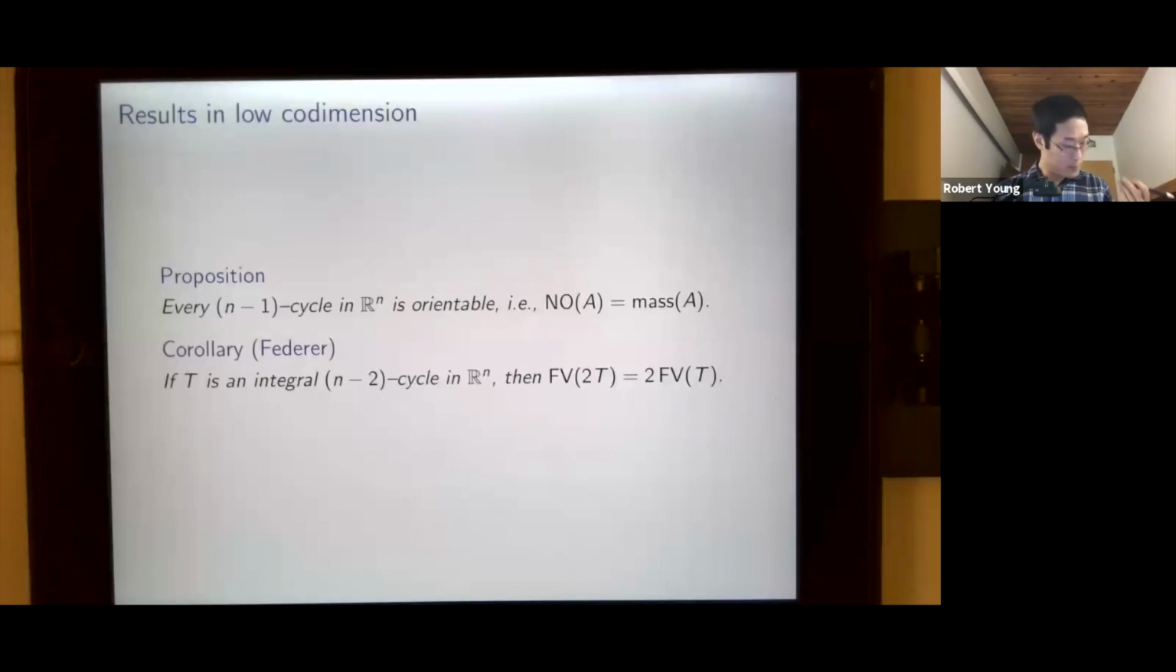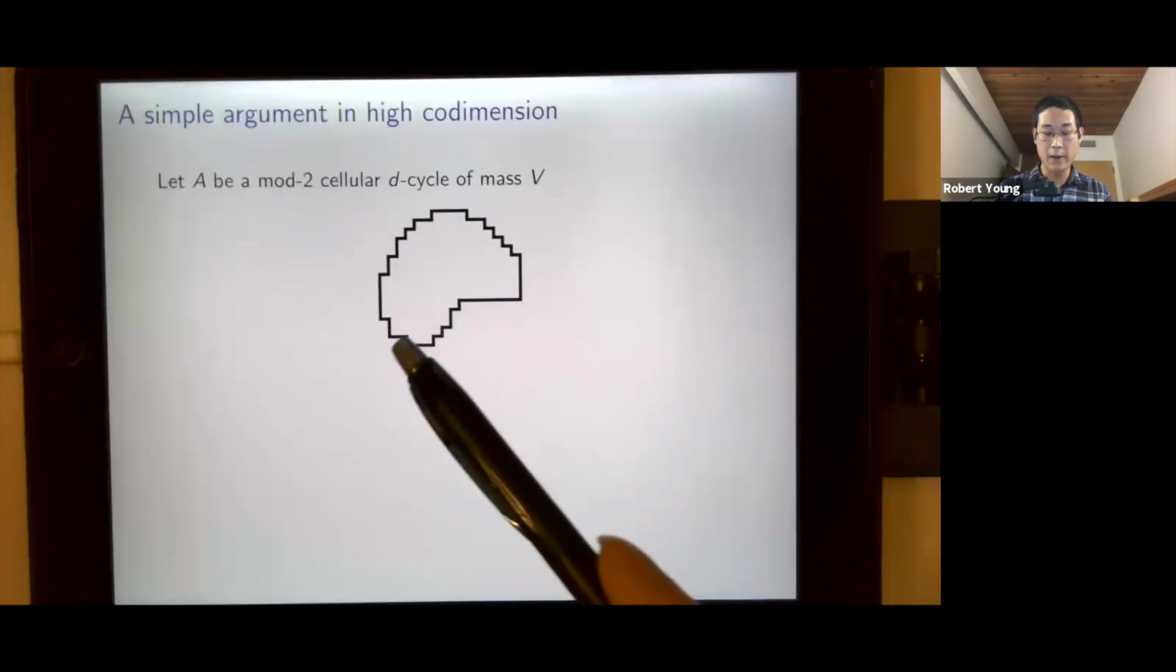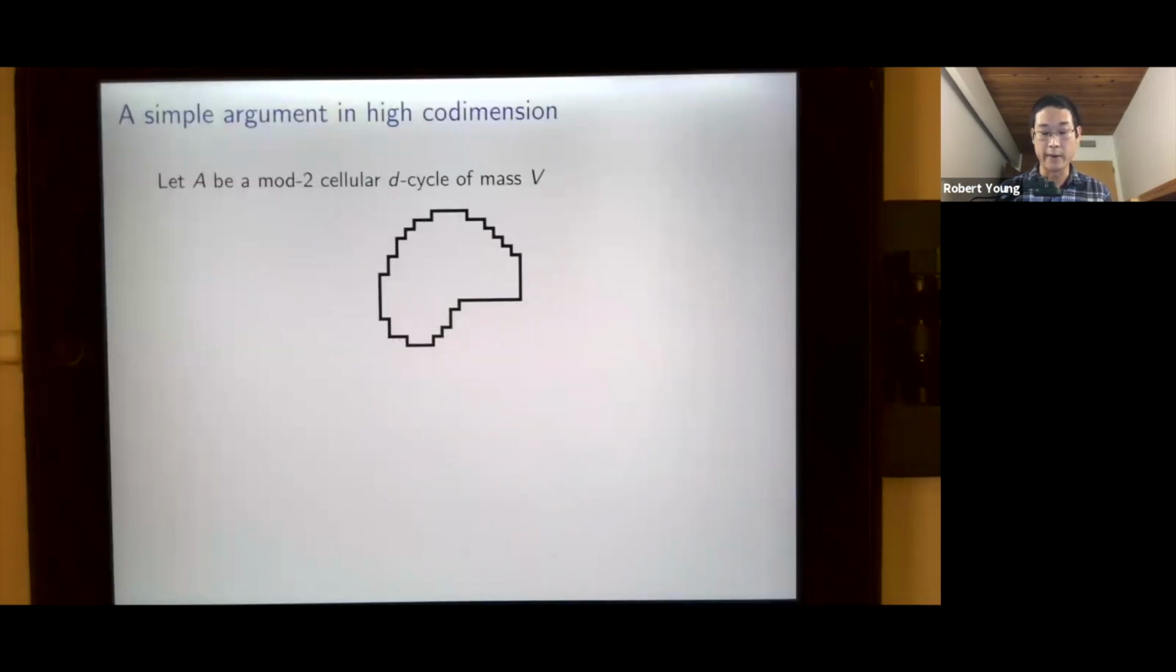Okay, so what about higher codimensions? What I'm going to do is give you a bad argument in high codimension, and then a better argument, and then the argument that gives you the constant factor. So the bad argument is this. Say I have a mod 2 cellular D cycle of mass V. I'm taking cellular cycles again, so I don't have to worry about local issues.